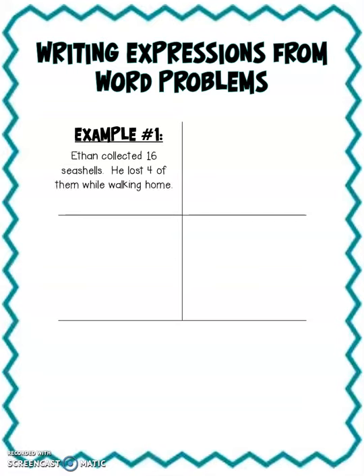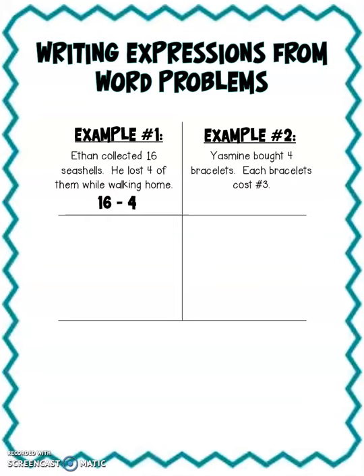This says Ethan collected 16 seashells. He lost 4 of them while walking home. This would be a subtraction example, so your expression or your math directions would be 16 minus 4. Or you could have something like Yasmin bought 4 bracelets. Each bracelet cost $3. This would be a multiplication example, so you would be taking the 4 and multiplying it by $3 because you're making 4 groups of $3.